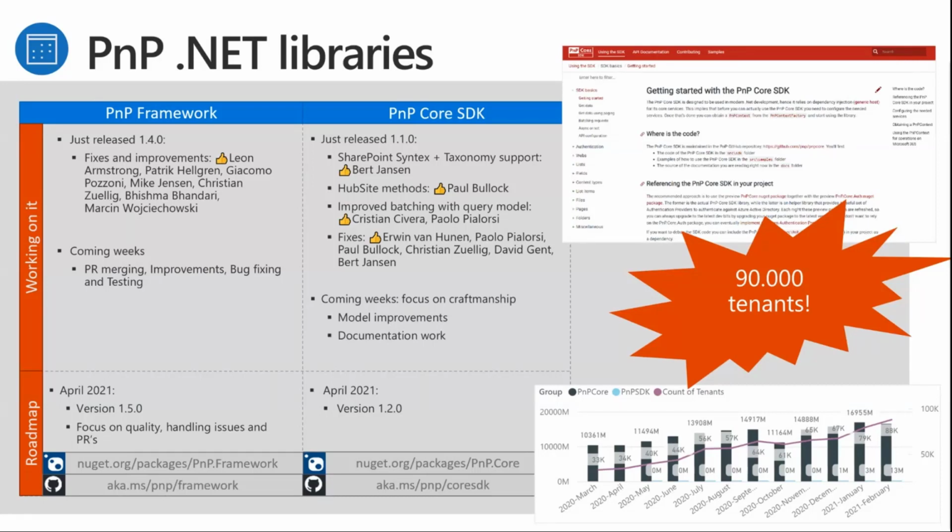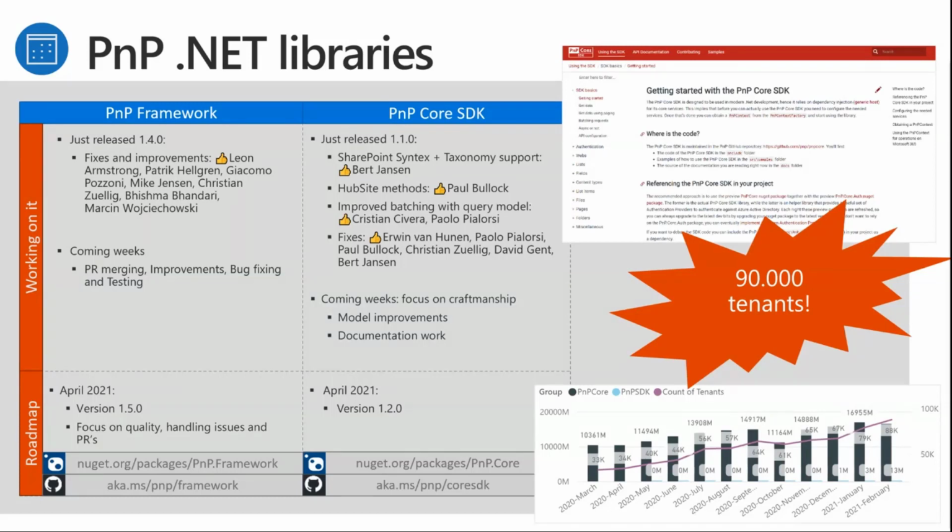And usage-wise, we keep on growing. These are not official figures for March, but March will cross, I think, about 92,000, 93,000 tenants, roughly. So it keeps on growing. Good news. Cool. Thank you, Bert, for that one.